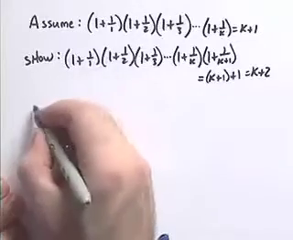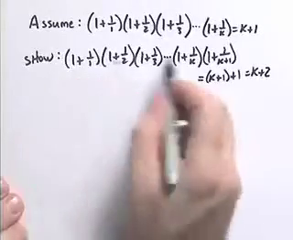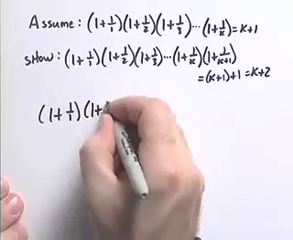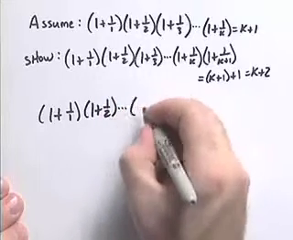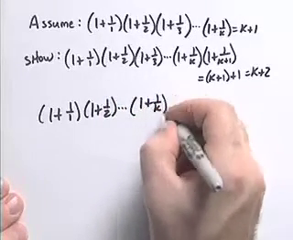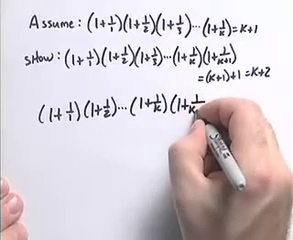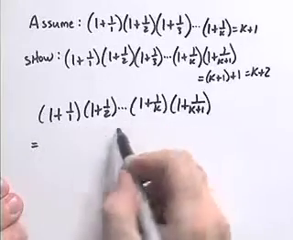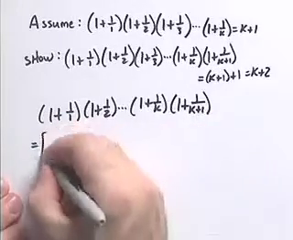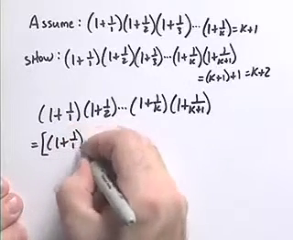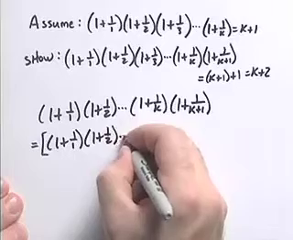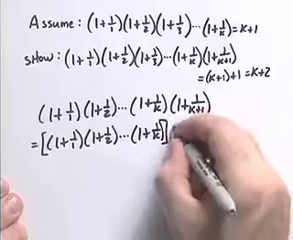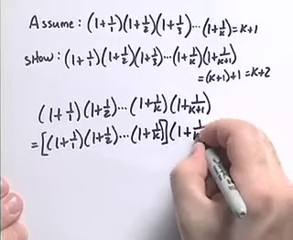So we're going to go ahead and start with our left-hand side here. So we're going to get (1 + 1/1)(1 + 1/2)... (1 + 1/k)(1 + 1/(k+1)). Now we can group everything together except for this last factor. So we'll have (1 + 1/1)(1 + 1/2), and so on, times (1 + 1/k). Group all that together, and then multiply by (1 + 1/(k+1)).